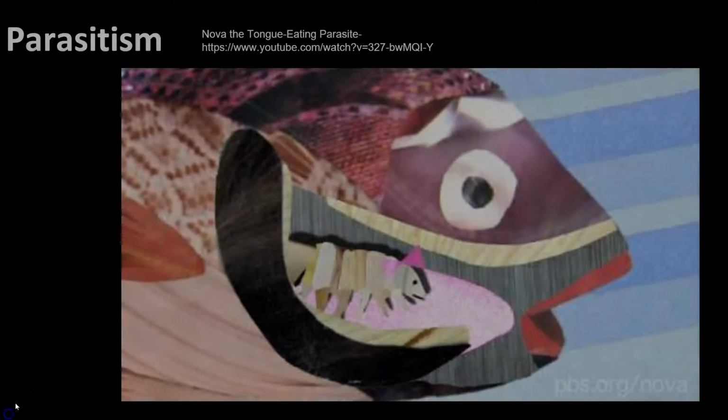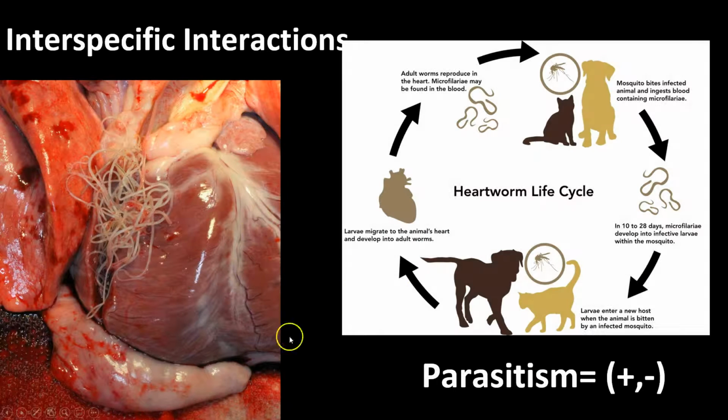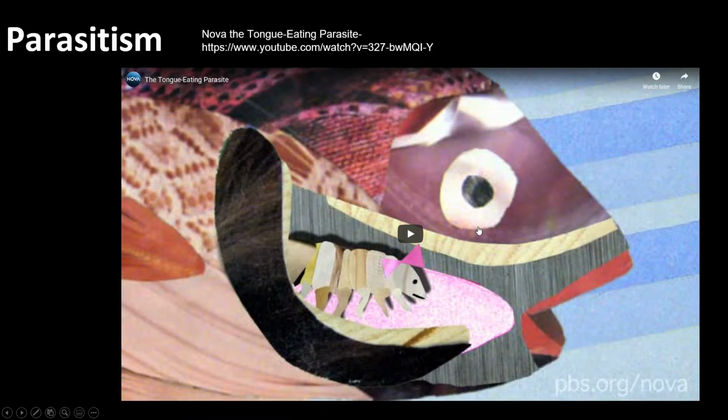I'll go back real quick. Didn't mention it, but this can be deadly and often is deadly to the animal. The heartworms will reproduce and grow and take up space till they cause that. Right here you can see the heart is actually breaking and being destroyed, and that's going to lead to the death of the animal. Here's another example of parasitism. We're going to watch the video.